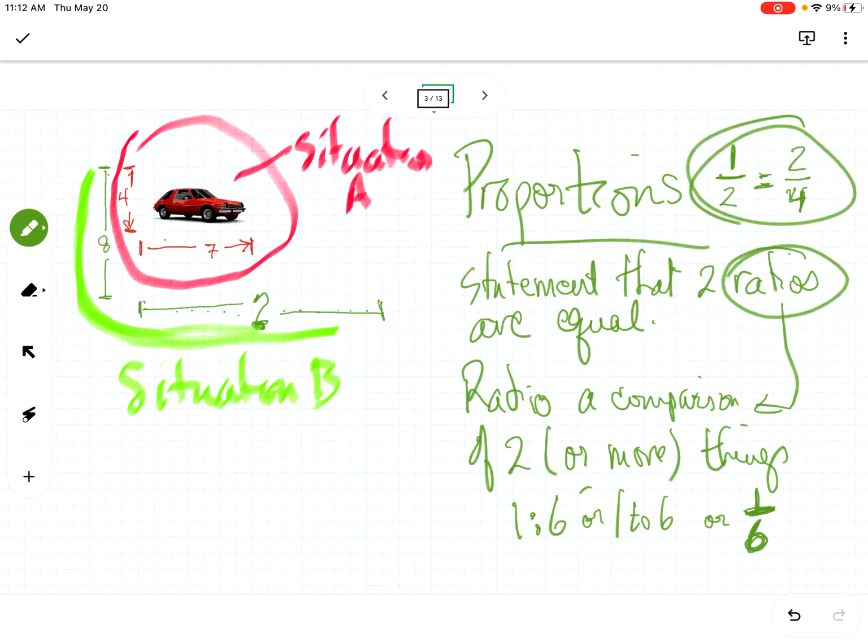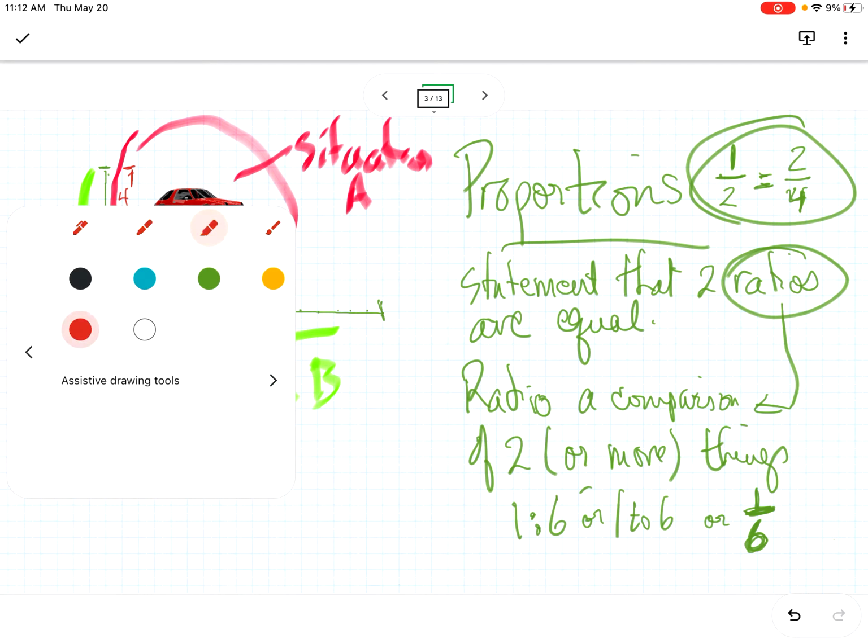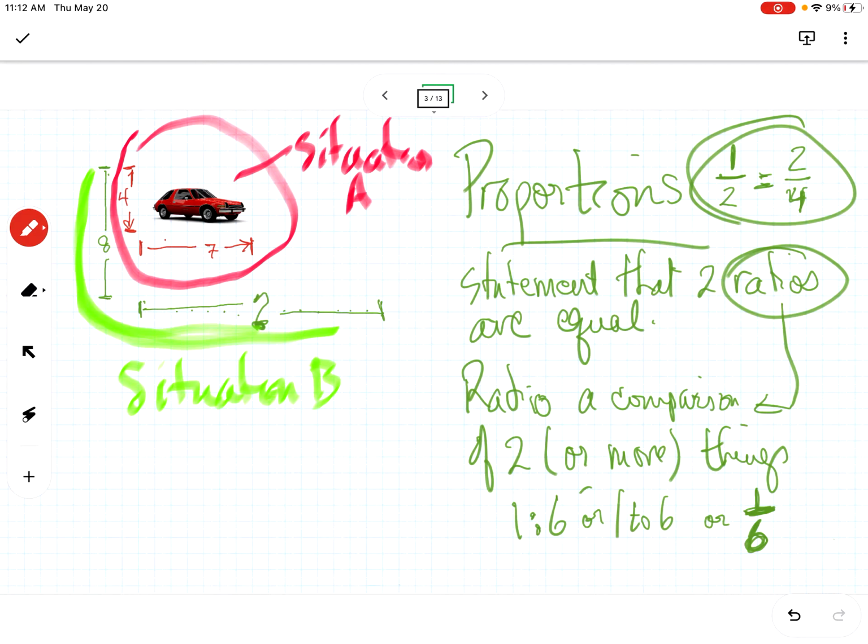But there has to be more than that. Here's the second thing we look for. Situation A must have a ratio. That makes sense, doesn't it? Because we know that proportions are built out of ratios. So if a question has ratios in it, it's likely we can solve it using proportions. Situation A here does have a ratio. It has a ratio of height compared to width of 4 to 7.